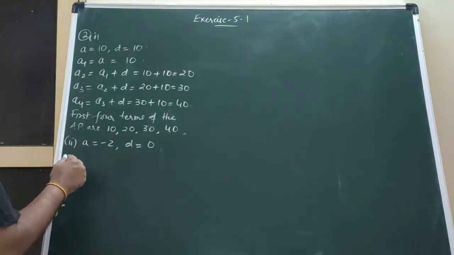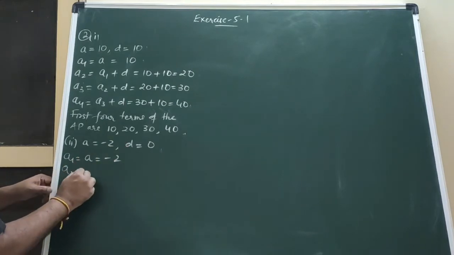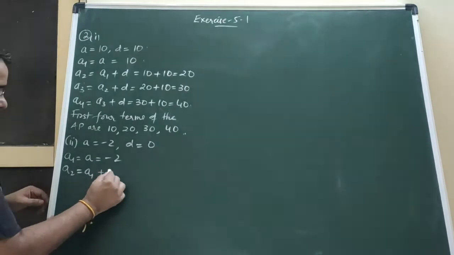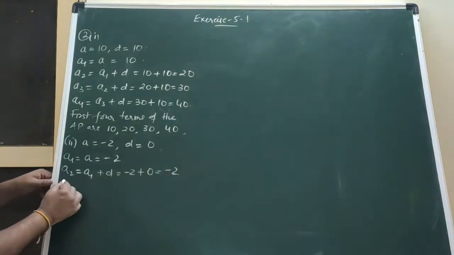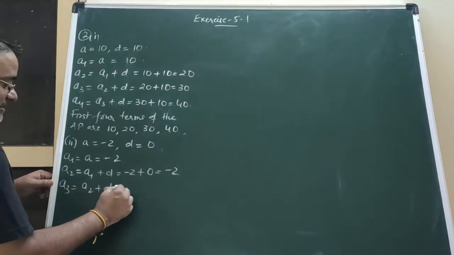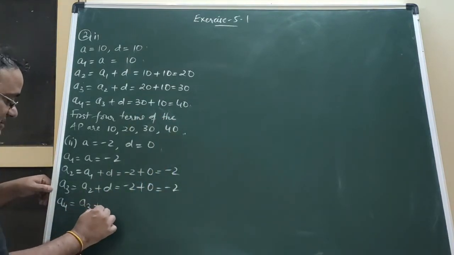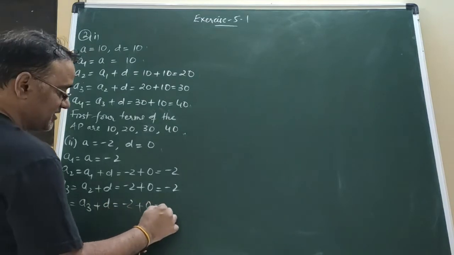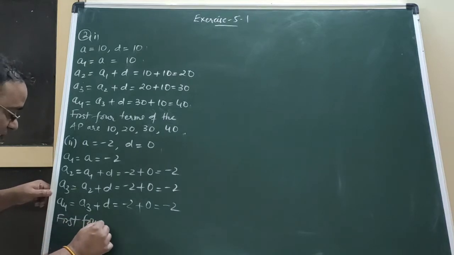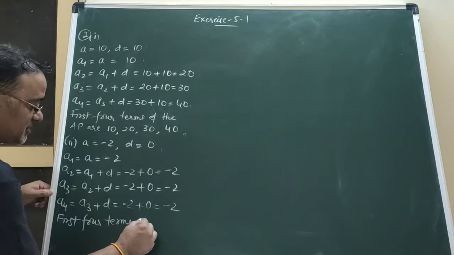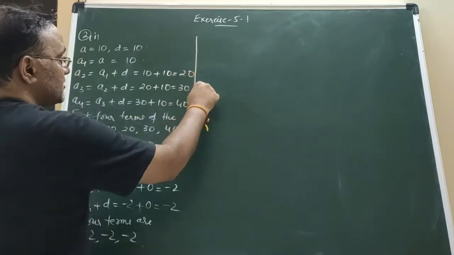Okay, so here the first term, that is A1 is A itself, that is -2, and A2 is we are adding the fixed number to its preceding term. -2 plus fixed number 0 is -2. A3, A2 plus D, -2 plus 0 is -2. A4, A3 plus D, -2 plus 0 is -2. Okay, so therefore first 4 terms are -2, -2, -2, -2. Okay, so this is the second bit.